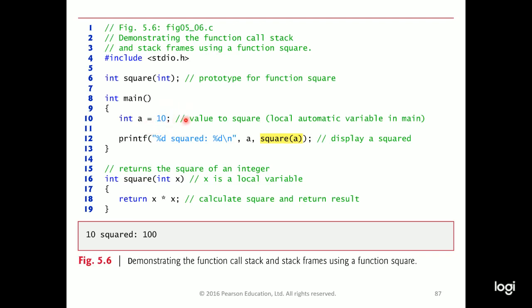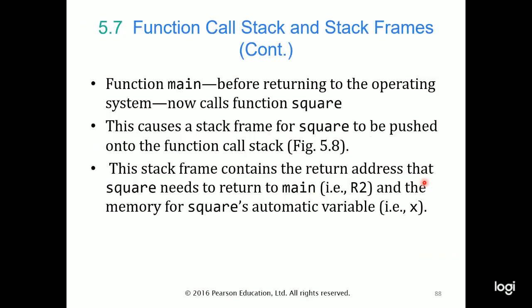So we have an integer variable a which is equal to 10, and then within the printf statement we have a call to this function square, which takes this integer a, or rather a copy of this integer, squares it, and then returns the value which is printed by the printf function. The book basically uses this as an example to illustrate how things work. So let's just quickly look at this example.